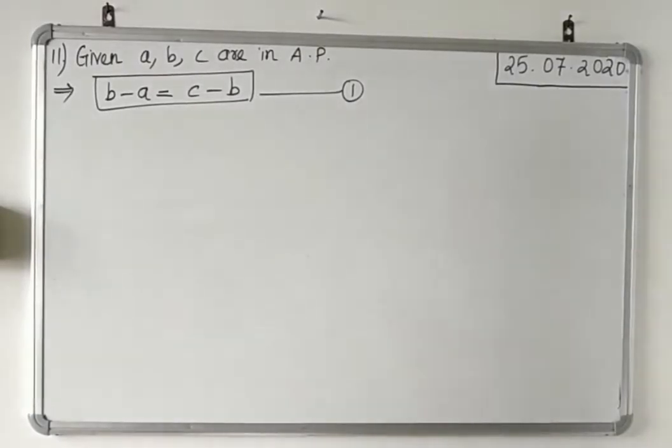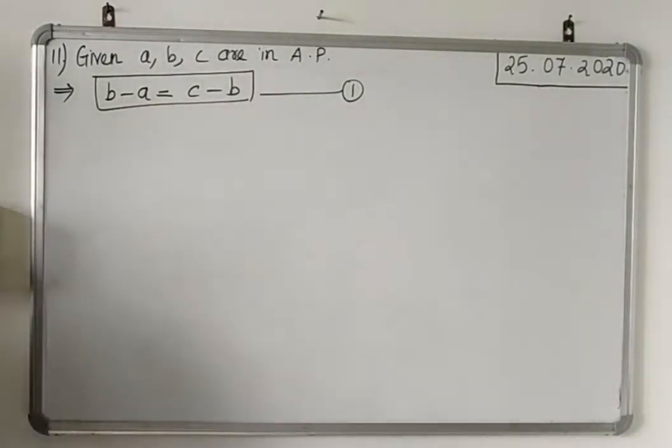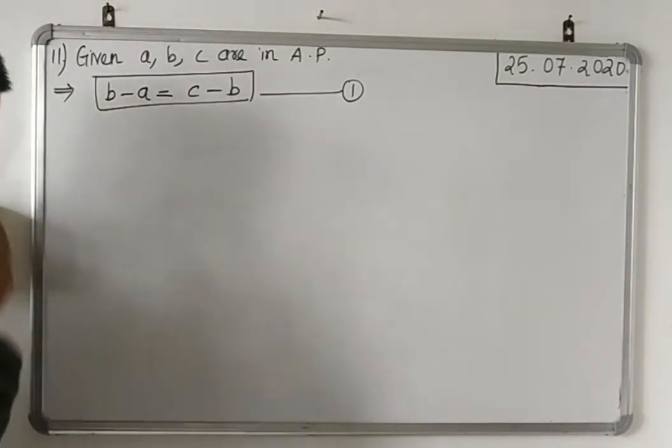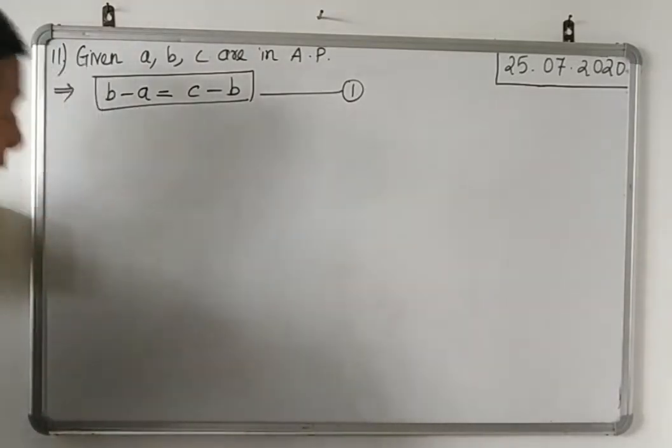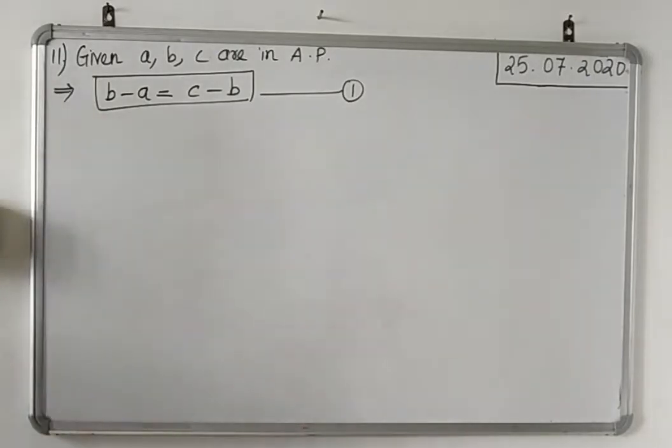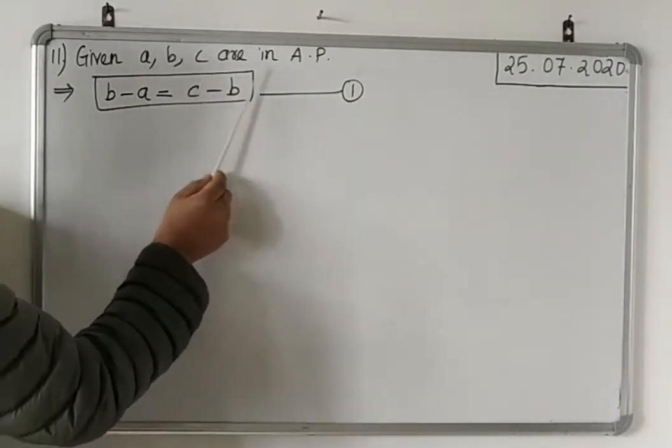Alright, the next one is question number 11. Question number 11, we are doing the first part. Okay, let's see what's given in the question. Given A, B, C are in AP.